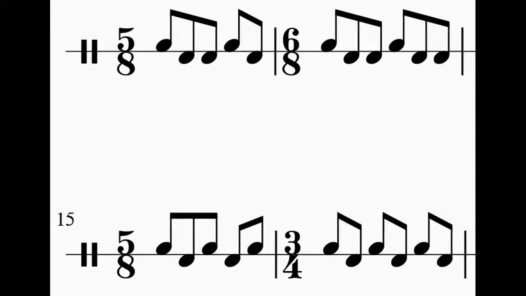The main caution for playing in 5/8 time is to not add an extra 8th note onto the end and slip into 3/4 or 6/8 time.